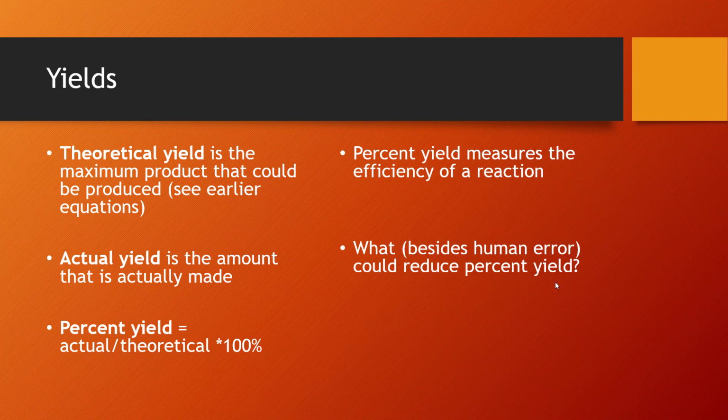Your percent yield is going to measure how efficient a reaction is. The higher the percent yield, the more efficient a reaction is. And for large-scale industrial reactions, a higher percent yield can mean differences of thousands, if not millions, of dollars. So think about some things that could reduce percent yield. Again, side reactions could be going on. If you have too much oxygen present, some stuff could be oxidized.